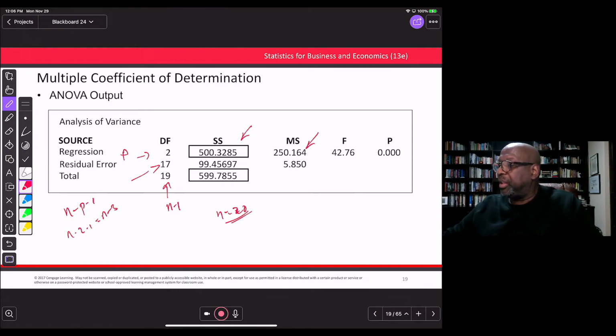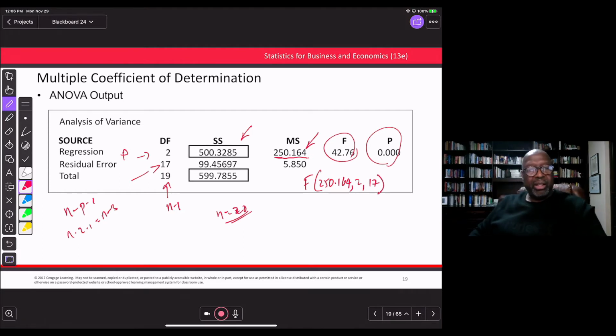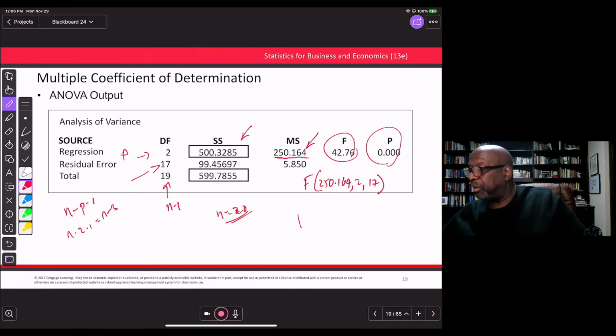And then, of course, we know that this F statistic is the ratio of those two values. And we could then go and compute a p-value. The p-value would be the F value, 250.164, with 2 numerator degrees of freedom and 17 denominator degrees of freedom. In Excel, if you were looking at this, you would look for F.DIST.RT, right tail.